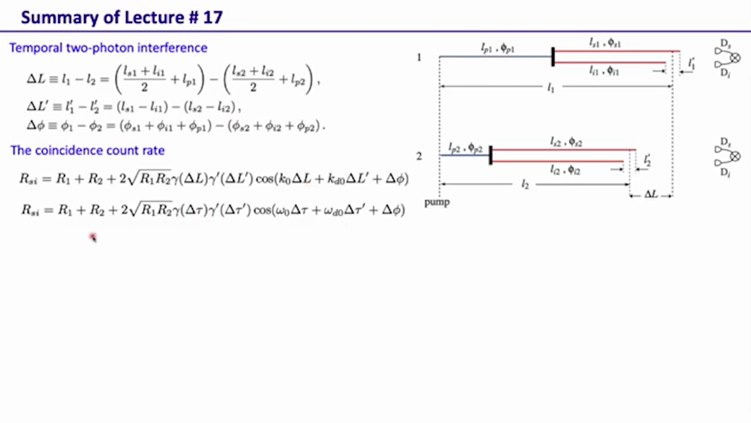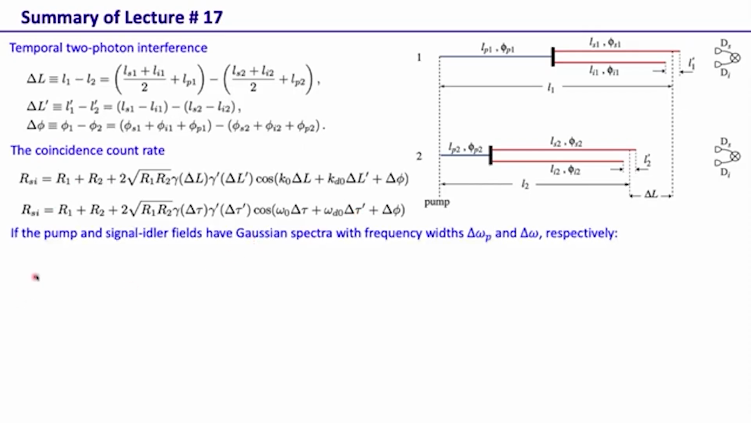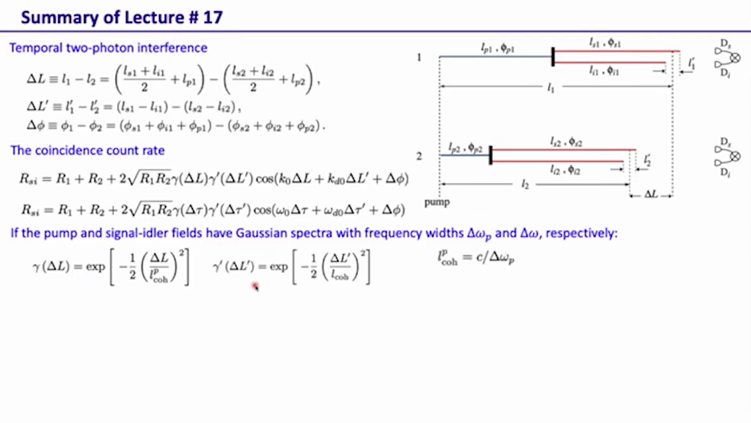So, this was derived very rigorously, without reference to any particular two-photon interference, but for a general two-photon interference. And we saw that if the pump and the signal and idler fields have Gaussian spectra, with frequency widths delta omega p and delta omega, then these time averaged coherence functions, gamma and gamma prime, can assume this form. This was more for illustration, because gamma and gamma prime can take any functional form, but if the spectra are Gaussian, then of course gamma and gamma prime will have a Gaussian form.